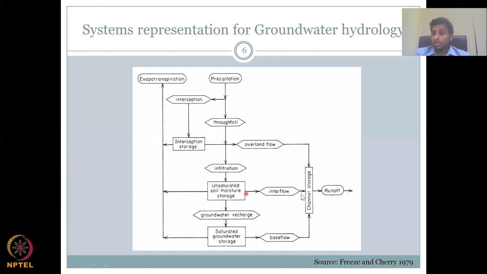But there is another channel. So what happens to some of the unsaturated flow? It goes as interflow. As I said, some of the water which goes into the soil can come back out. So when it comes back out, it becomes interflow, goes to the rivers, streams, and runoff. So it closes the loop in that direction.